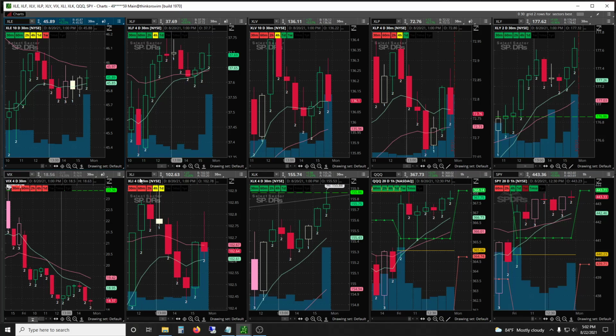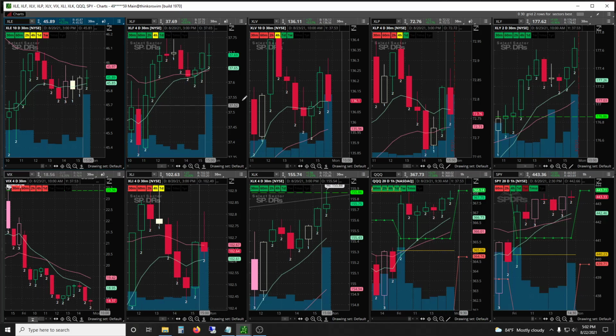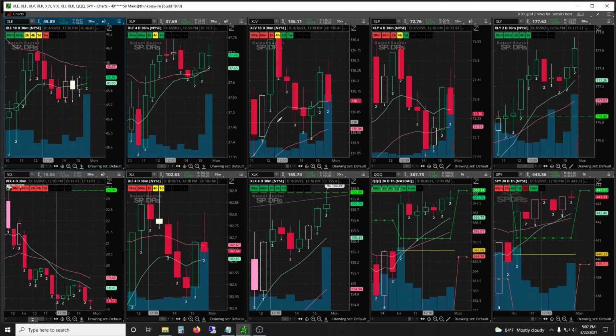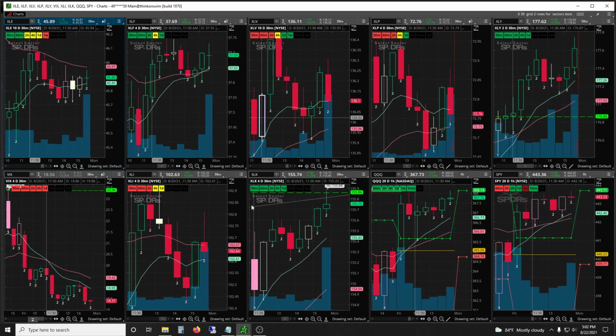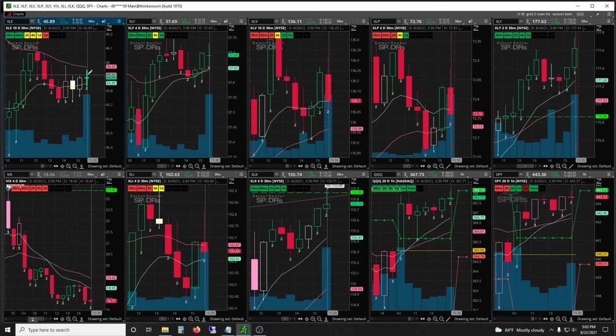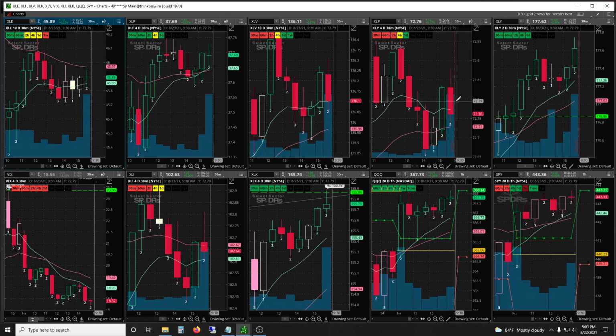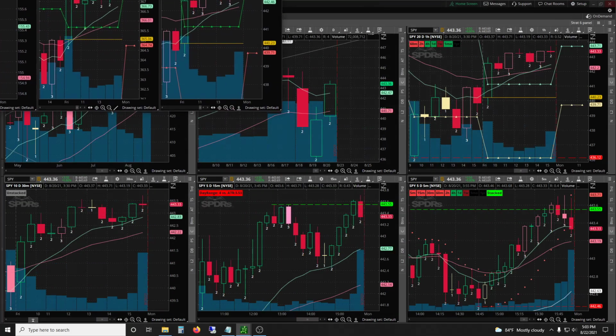With this, I can just do a quick glance. I have two monitors on top, two on bottom. My top left screen is this. I can do a quick glance and just see where all these sectors are at. I know this is moving up, this is moving up, this is moving down. So that's my top left screen.